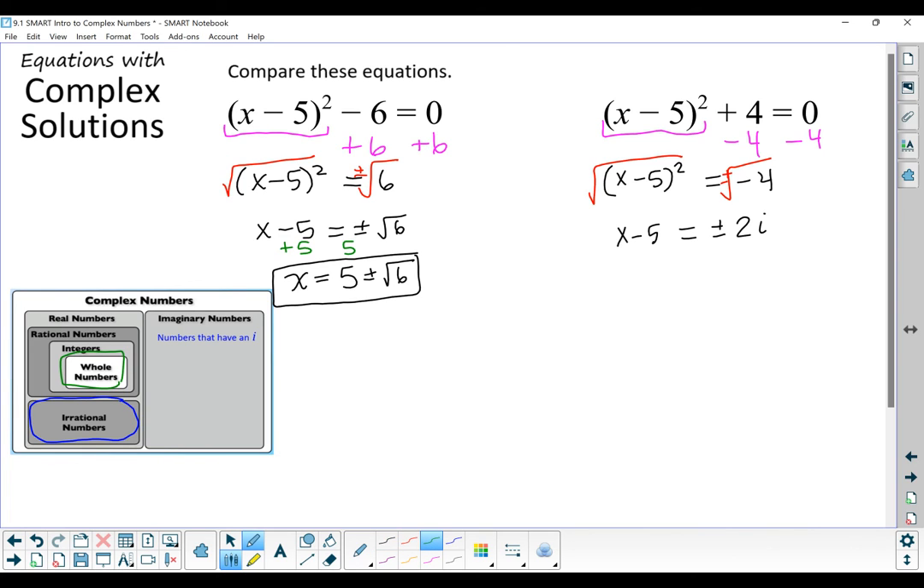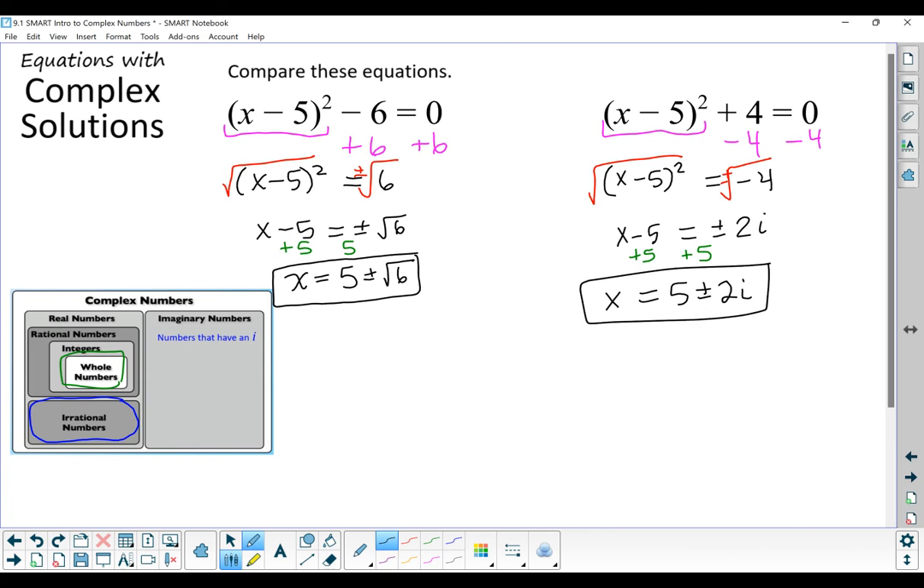We have one more step to finish solving for x. We need to add 5 to both sides of our equation. Now that 5 that I'm adding is a real number 5. It's a whole number 5 in the real number system, and the 2i is in the imaginary number system. Part of my answer is in this system and part of my answer is over here, and those two parts do not combine. So we have to just leave our answer with two parts, just like we sometimes do with irrational parts as well.